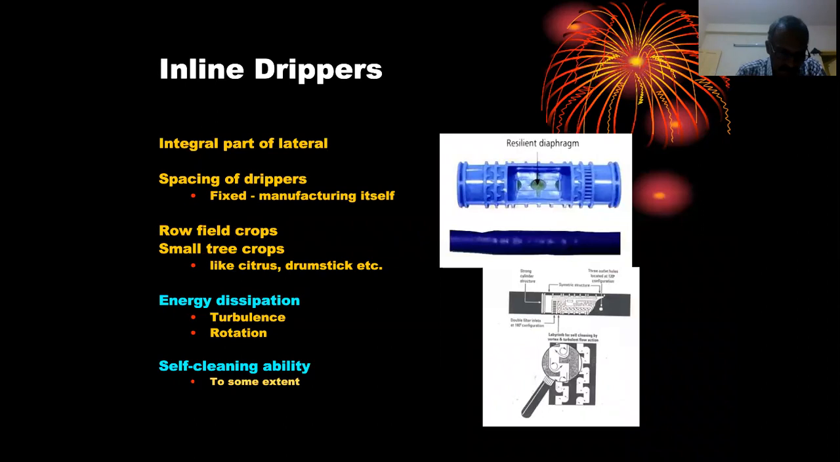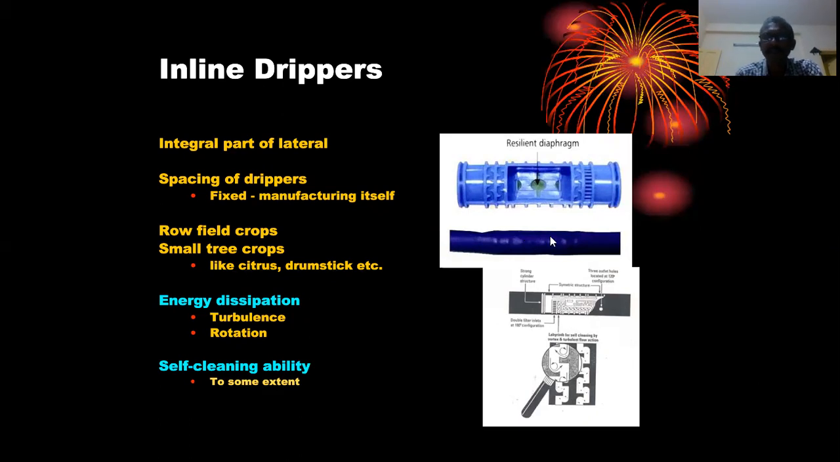Next classification is inline drippers. Inline drippers are drippers that are an integral part of the laterals. While manufacturing itself, they are placed inside the lateral, and they are purchased that way. So if one purchases a lateral with inline drippers, one cannot change the spacing between the drippers, or the dripper discharge rate, and all have to be fixed beforehand.